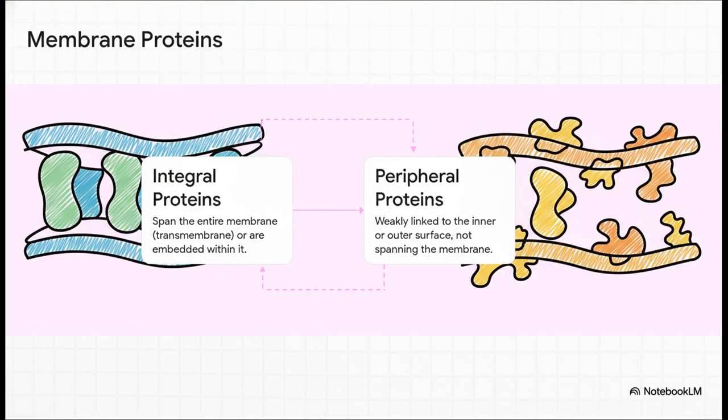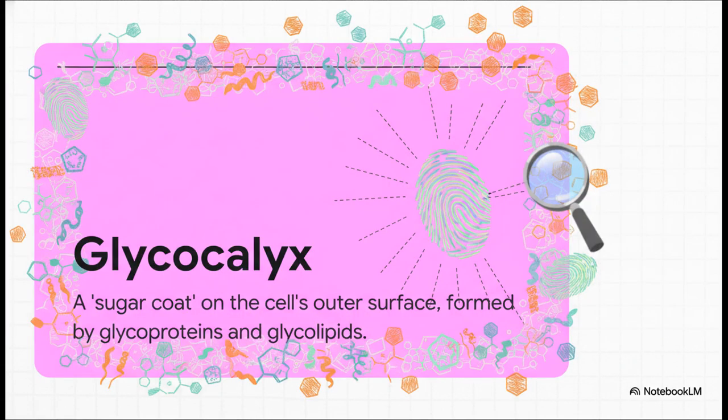Okay, now for the proteins. You basically got 2 main kinds. Integral proteins are the heavy hitters. They're embedded deep, a lot of them spanning the entire width of the membrane like a tunnel. Then you have peripheral proteins. They're more like temporary contractors, just loosely attached to the inner or outer surface, ready to do a job and then move on. And finally, slathered all over the entire outer surface is the glycocalyx.